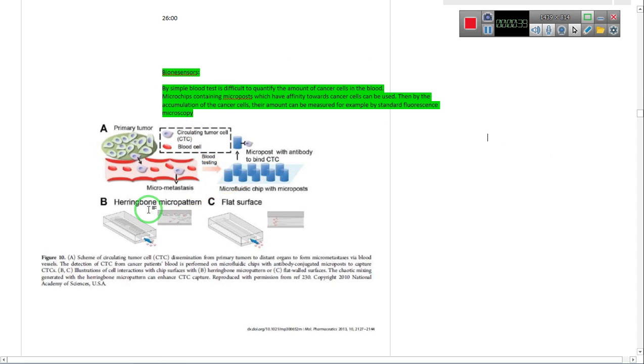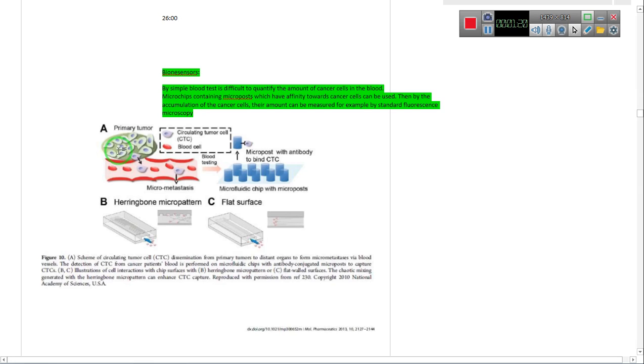For example, consider this primary tumor that we have and the blood. You know that the amount of cancer cells which can be found in the blood is reasonably smaller, lower compared to the blood cells. So it won't be possible to have a quantitative measurement of the concentration of the tumor cells with the normal blood tests. So these tumor cells are not going to be recognizable. You cannot detect them.